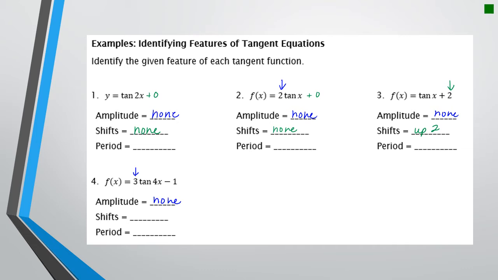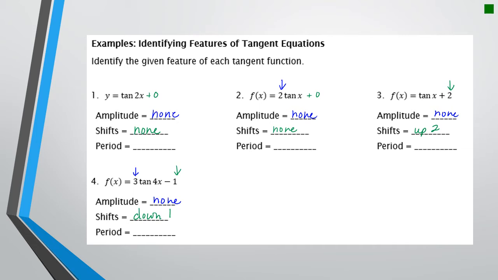Now remember, it is not a midline. We're not going to have a midline for tangent. It's just saying that those 3 points we're going to graph are going to get shifted up 2 from where they usually are. And then for number 4, I have a k number of -1, so this graph is going to get shifted down 1.